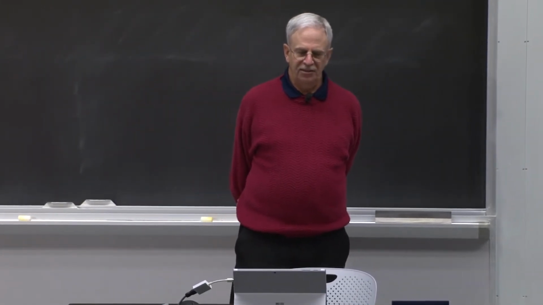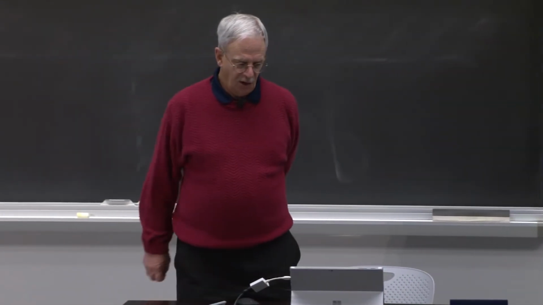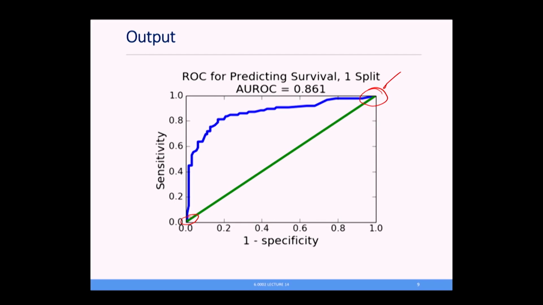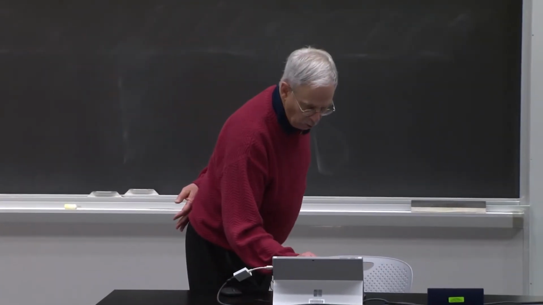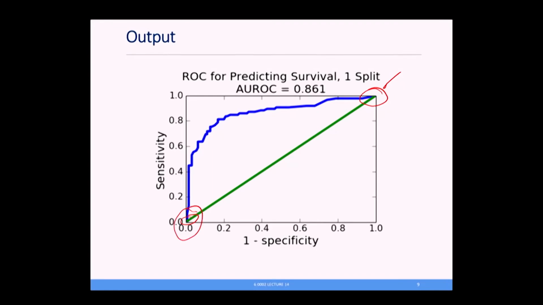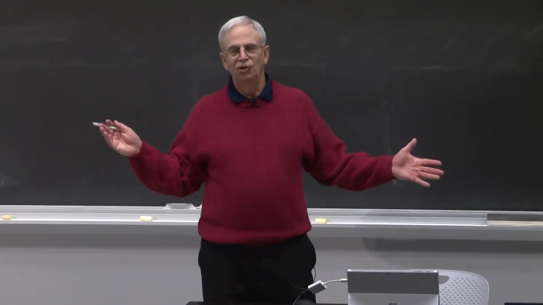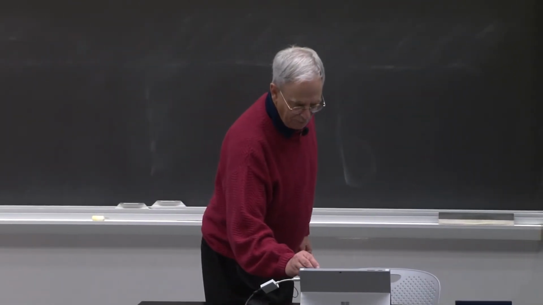Remember that my x-axis is not specificity, but 1 minus specificity, right? So what we see is this corner is highly sensitive and very unspecific. So I'll get a lot of false positives. This corner is very specific because 1 minus specificity is 0, and very insensitive, right? So way down at the bottom, I'm declaring nobody to be positive. And way up here, everybody.